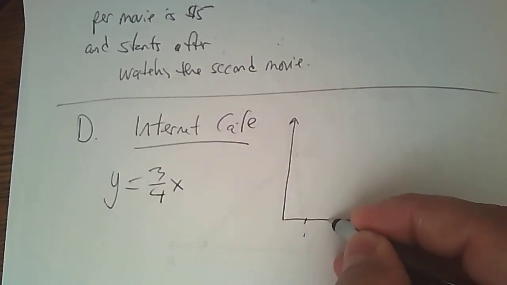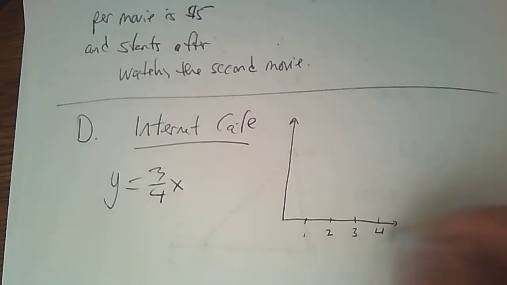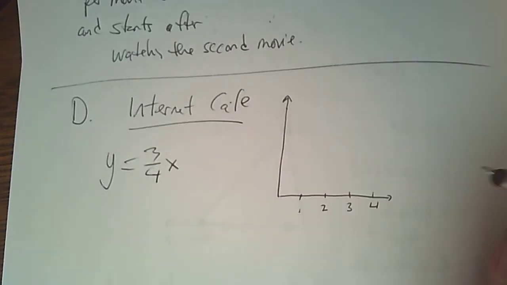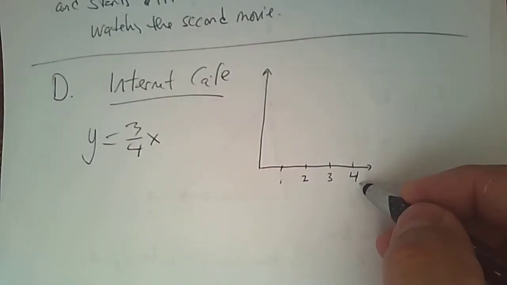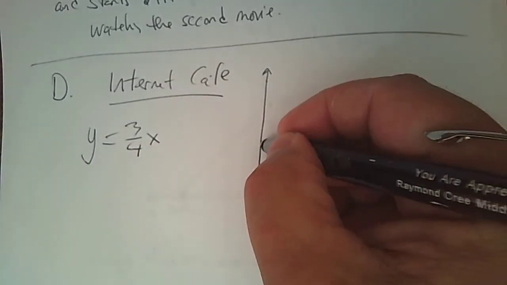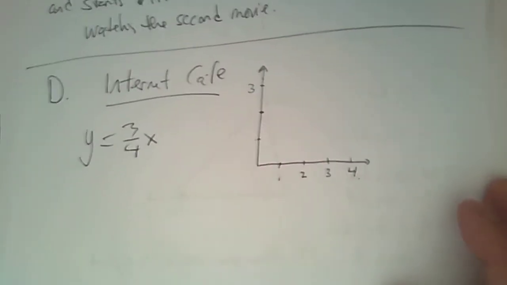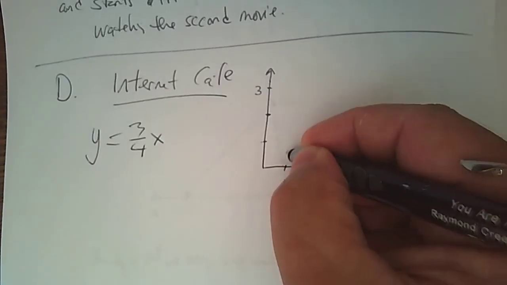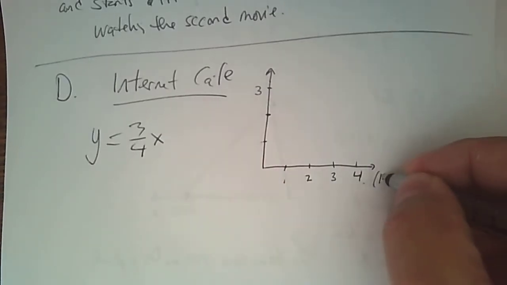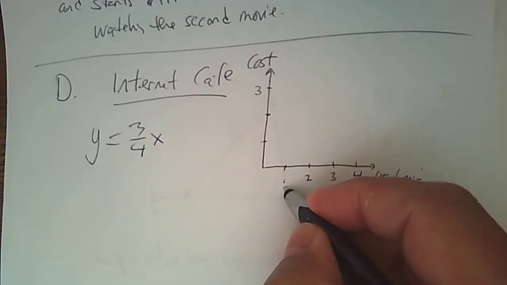So I'm going to go 1, 2, 3, 4. If I try to get a sense of how much this would be, if I'm only going to graph to 4 minutes, if I plug 4 in here, the 4's divide out, and that would be $3. And so I'm going to go $1, $2, $3 up here for the total cost. So at 1 minute, this is number of minutes, and this is cost. So at 1 minute, how much would it cost?